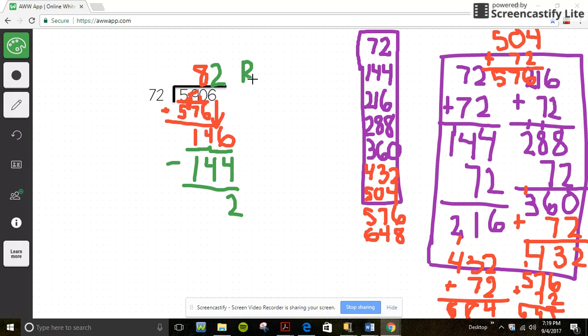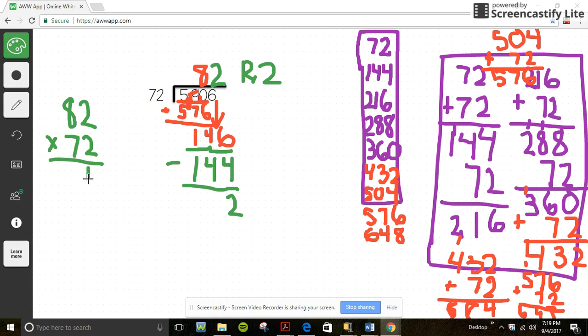Now again, to check this, I should take my quotient, which is my answer to my division problem, which is right here, and I would multiply it times 72. And I'm going to add my remainder, and it should equal, now understand it should equal back to my total original number, which is 5,906. So let's try that out.